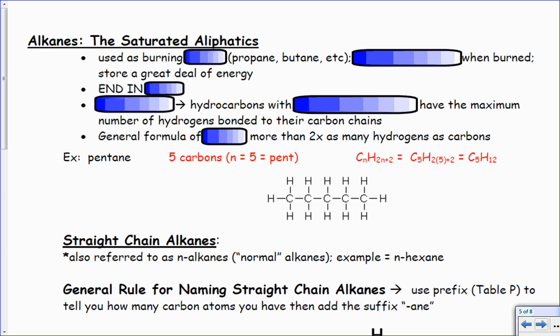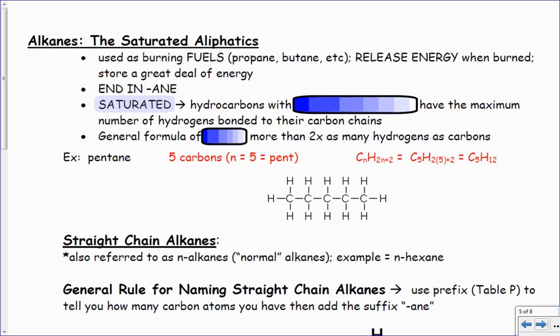Alkanes, saturated aliphatics. The aliphatics are those straight line guys. We use them as fuels like propane, butane, and lighters. They release energy when they're burned, okay? They all end in -ane, which is a saturated single bonded hydrocarbon. We just talked about that last slide, okay?